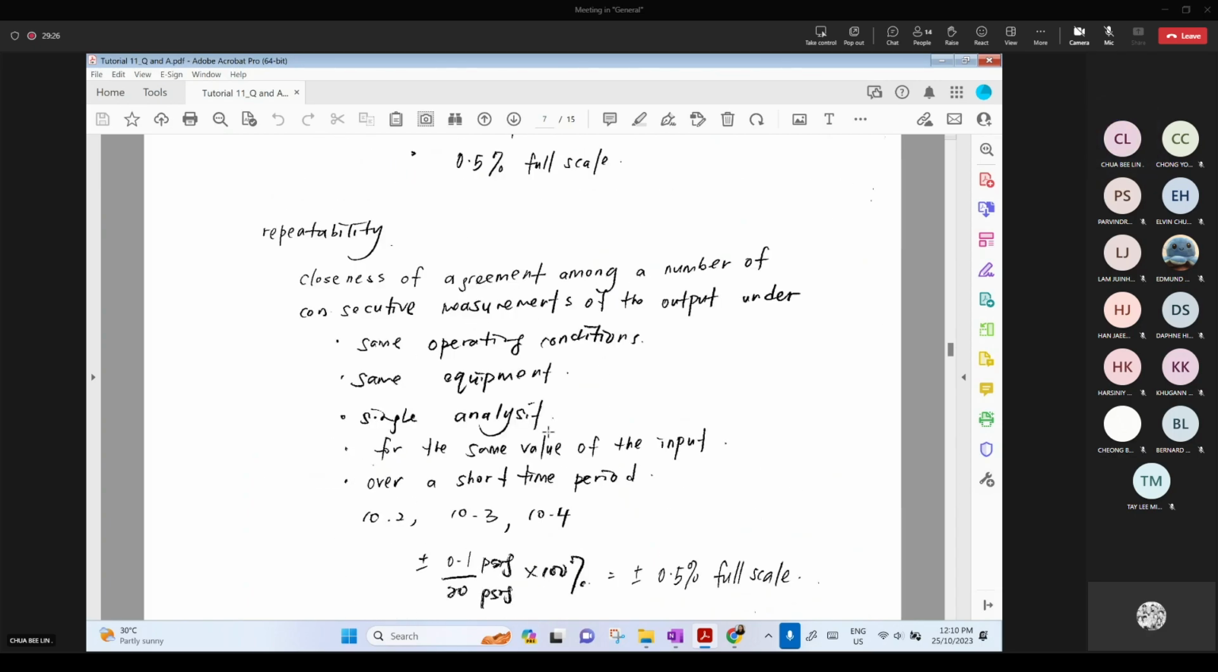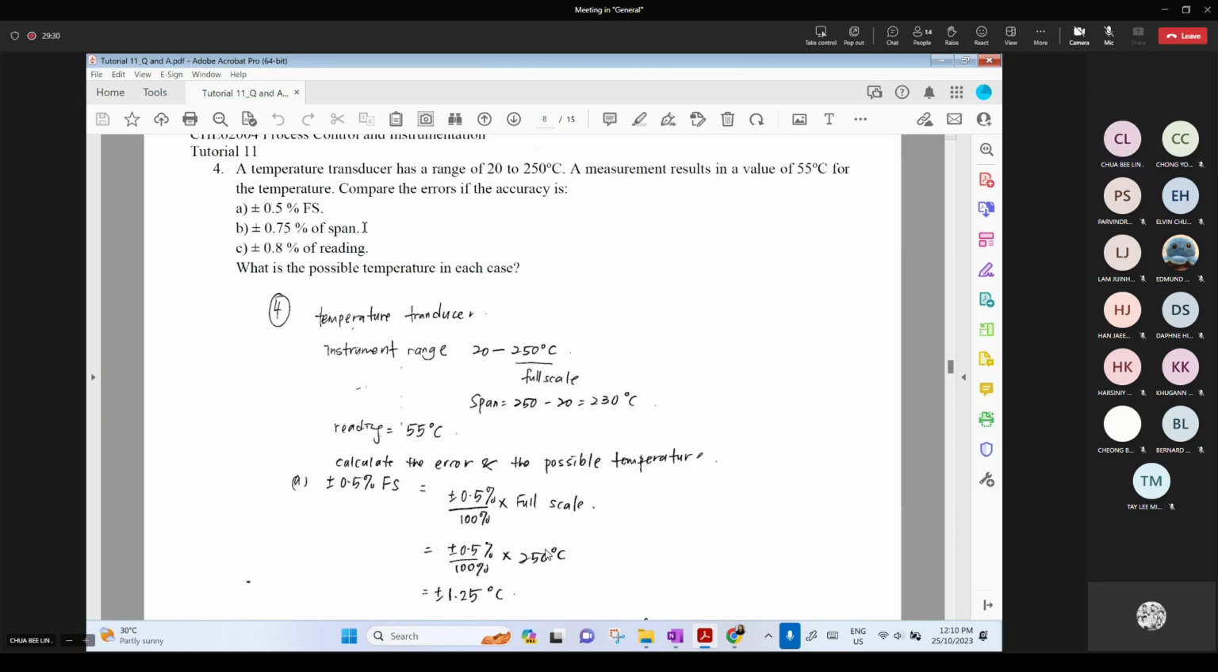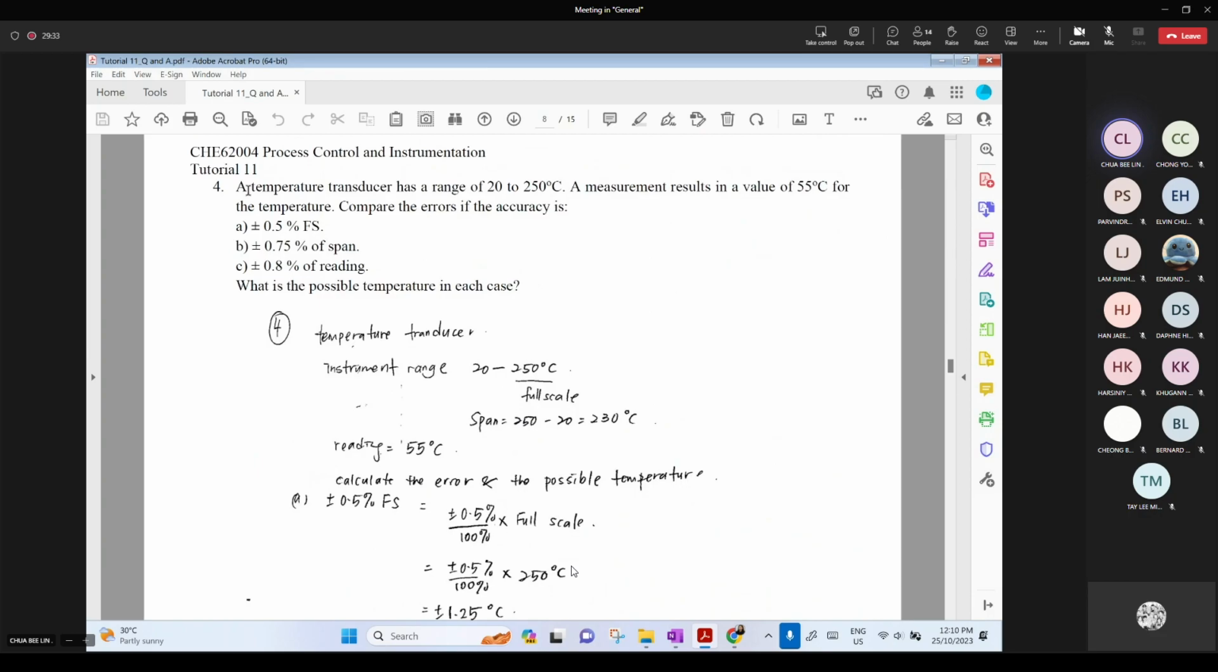Okay, and this one also is a very simple calculation. Please go through. A temperature transducer has a range of this one and this one. So this 20 will be named as the 0, and this value will be named as the full scale. Now you have a reading of 55 degrees Celsius. Compare the errors if the accuracy is 0.5% full scale.